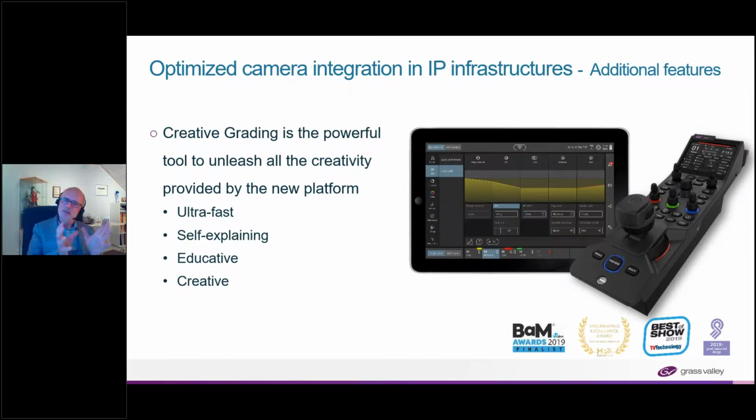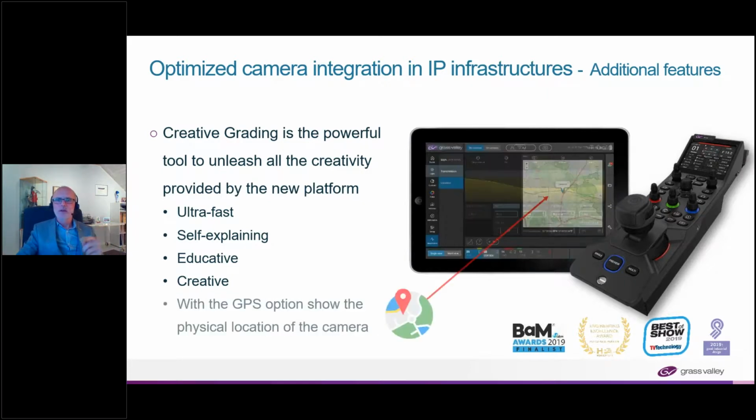So first of all, this is not related to IP, but for example, the GPS receiver information delivered from the GPS receiver built in the hand grip can also be shown on the Creative Grading app. There is a screen which, if you select it, gives you a Google Maps view of the camera location, and you can zoom in, of course, and really see physically where the camera is located. This is a small screenshot, for example, from our camera factory in Breda in the Netherlands, and that's a camera just outside the building. It's showing its position in the Google Maps app.